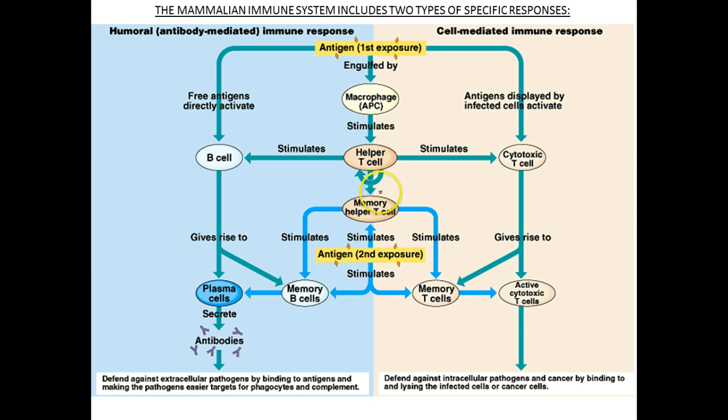Now, the helper T cell will recognize it, and that will stimulate either a cell-mediated response, activating cytotoxic T cell and also memory T cells, or it will match up with a B cell and activate the B cell. This B cell will then give rise to plasma cells, which are cells that will secrete antibodies, or put it in and record it into memory B cells.